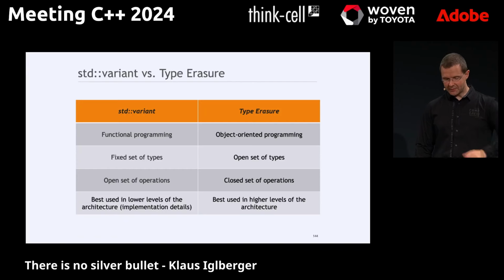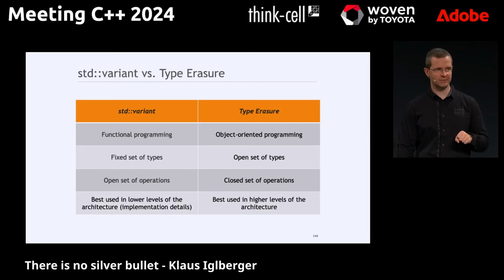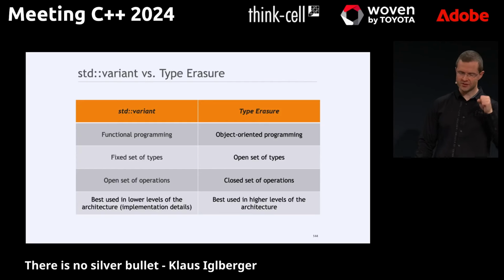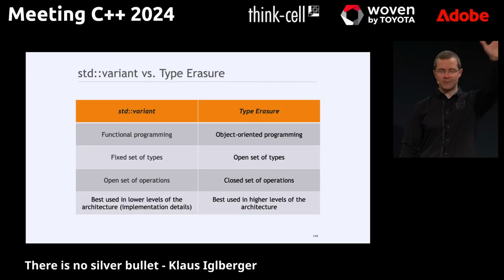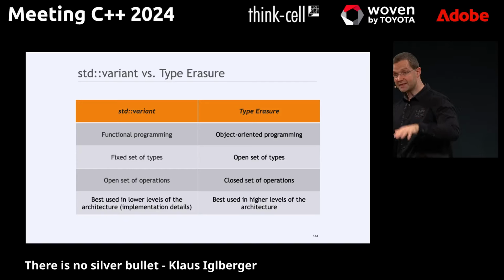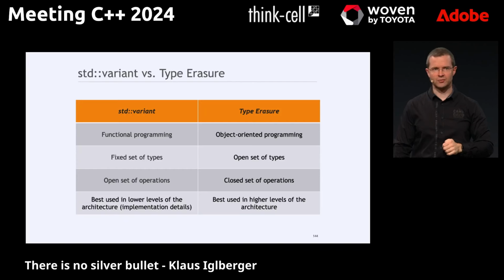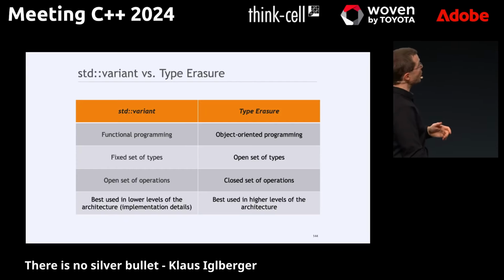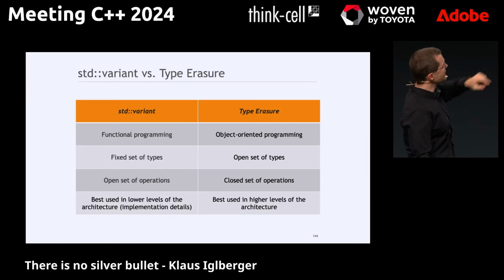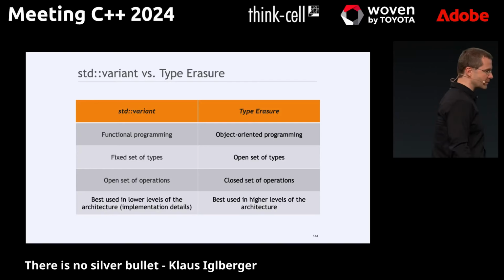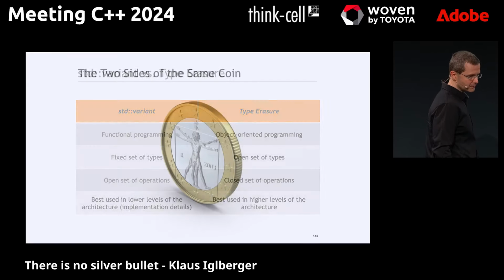So the variant is something that I would use best in lower levels of the architecture. And this is where functional programming works really well. Algorithms. It's not something that you use high up, this is something that you use in the details. Variant works very well on those levels. But the higher you go up, the better it is probably to use some object-oriented programming. Yeah, this has shown just to work well. But this is then where type erasure might just be a drop-in replacement for any kind of inheritance hierarchy.